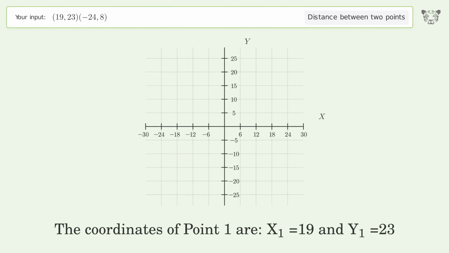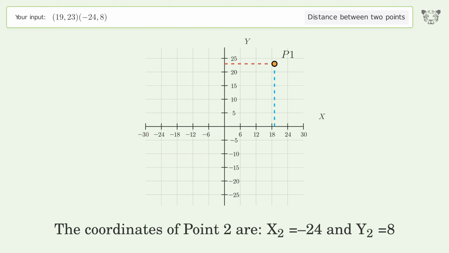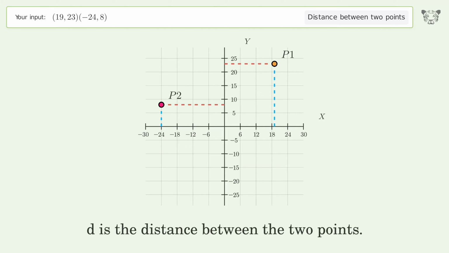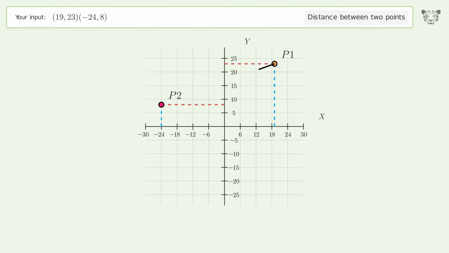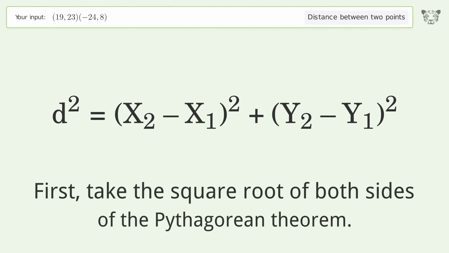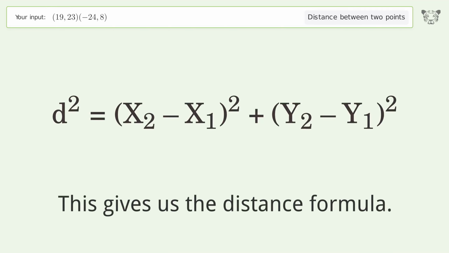The coordinates of point 1 are x1 equals 19 and y1 equals 23. The coordinates of point 2 are x2 equals -24 and y2 equals 8. D is the distance between the 2 points. First, take the square root of both sides of the Pythagorean theorem. This gives us the distance formula.